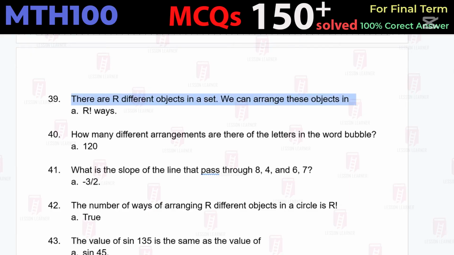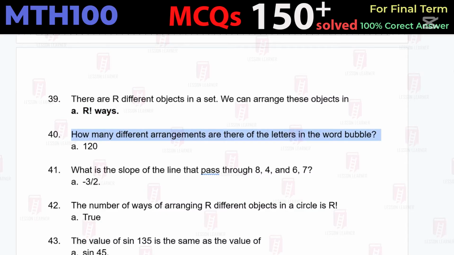There are different objects in a set. We can arrange these objects in r factorial ways. Okay. How many different arrangements are there of the letters in the word bubble? There are 120 different arrangements.